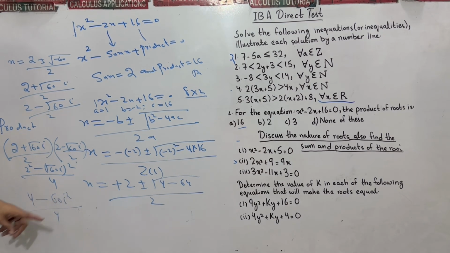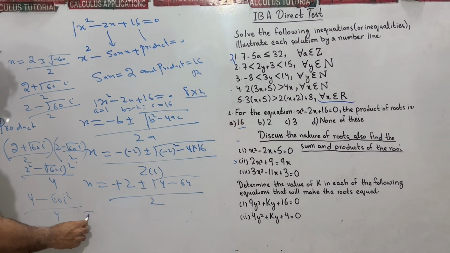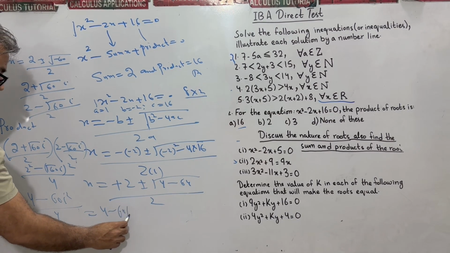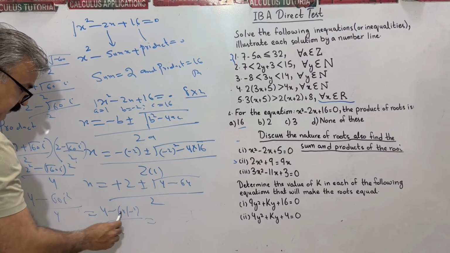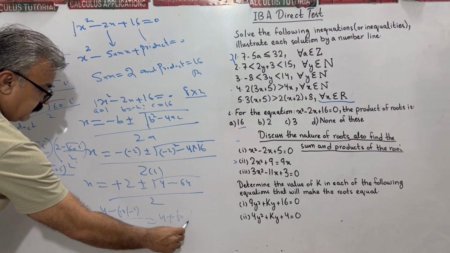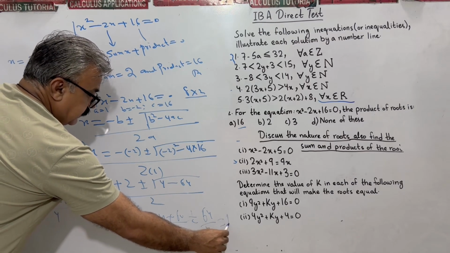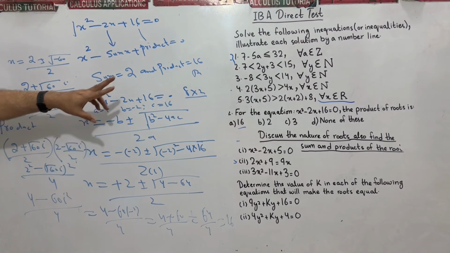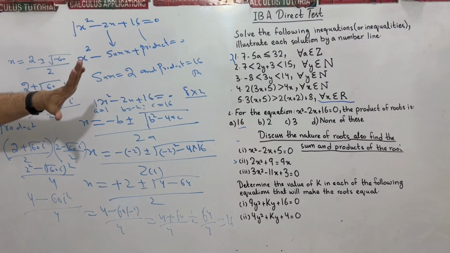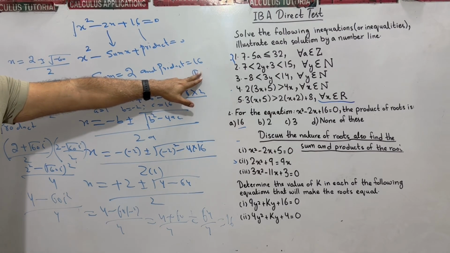The value of iota square is minus 1. 4 minus 60 times minus 1, divided by 4. It will become 4 plus 60 divided by 4. 64 divided by 4 is 16. Look at this: the product of the roots we managed from inspection is 16.